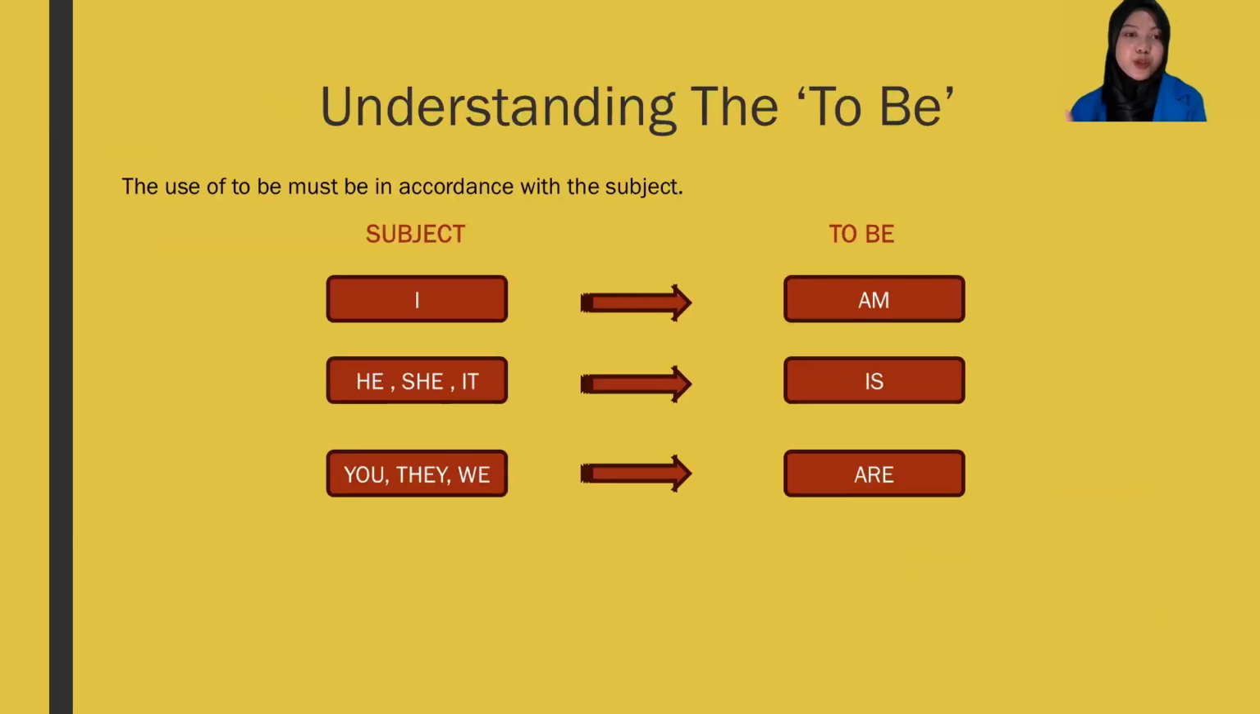Understanding the to be. The use of to be must be in accordance with the subject. For example, subject I must use to be am. Subject he, she, it must use to be is. Subject you, they, we must use to be are.